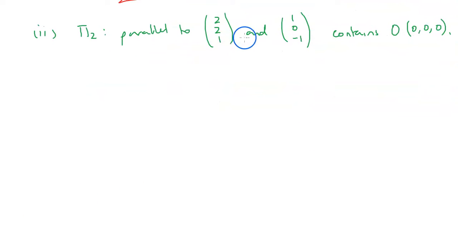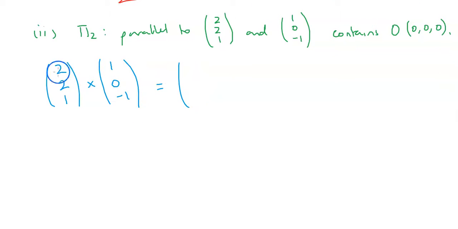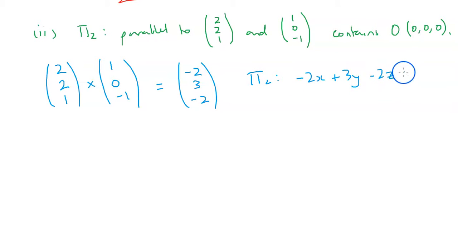And I think now it's fairly easy to find the equation of our plane. We can get a normal vector by just taking the cross product of these two vectors. So (2, 2, 1) crossed with (1, 0, -1). So 2 times negative 1 is negative 2. And then 1 times 1 is 1, minus negative 2 makes 3. And then 2 times 0 is 0, minus 2 makes negative 2. So therefore pi 2 has the equation -2x + 3y - 2z = d. And we know that d is 0 because it goes through (0, 0, 0).